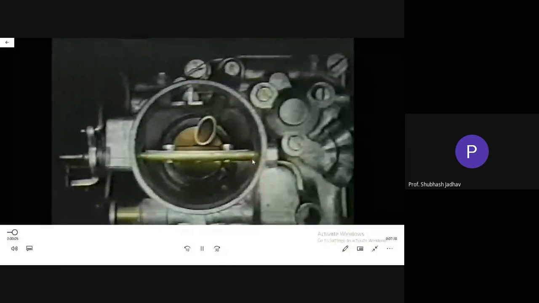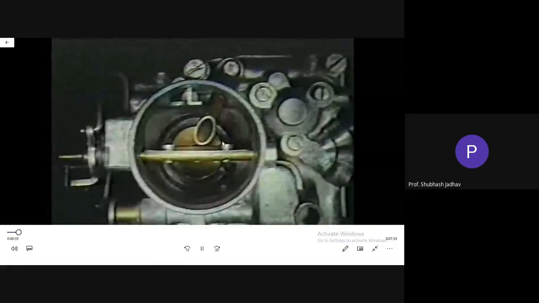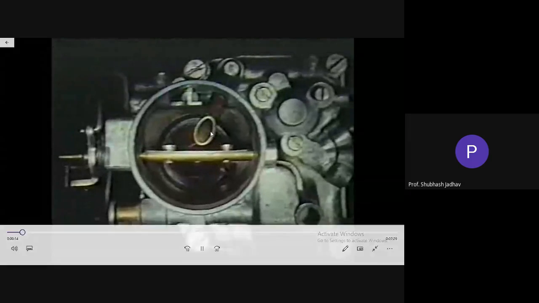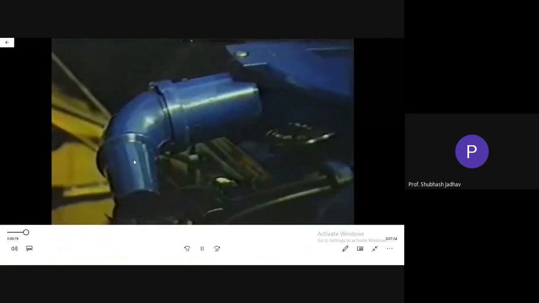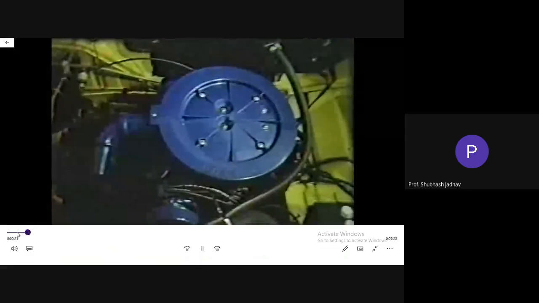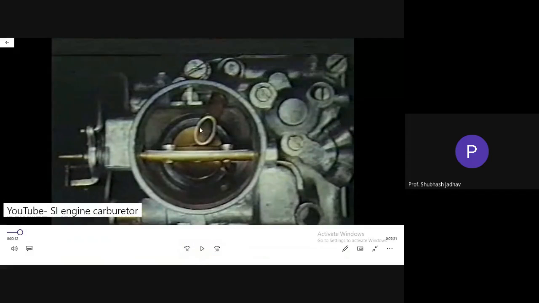Okay, so this is the carburetor. This is the carburetor, in which the air is going in through this. So this was the carburetor. Here, this was the jet. So this is your jet, through which your fuel is going to be supplied.